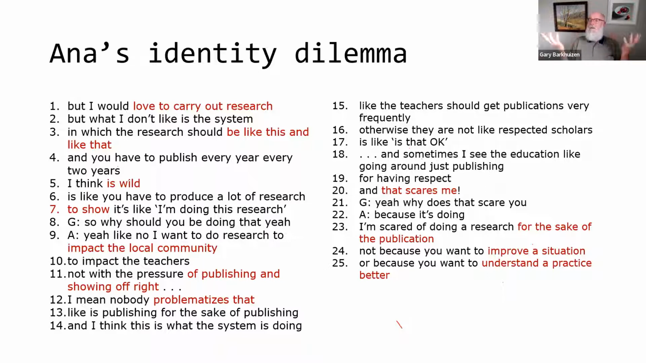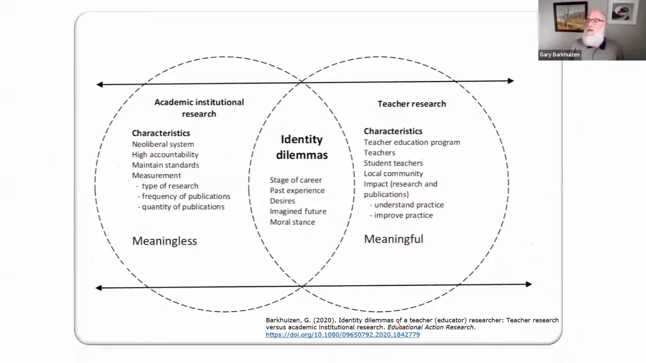She doesn't want to have respect because you're publishing lots. She says, because I'm scared of doing research for the sake of the publication, not because you want to improve a situation or because you want to understand a practice. So she wants to do research to improve the teaching, to improve the teaching practice. That is her desire. You can feel the emotion in the story that she's telling. She wants to have some sort of impact, all right?